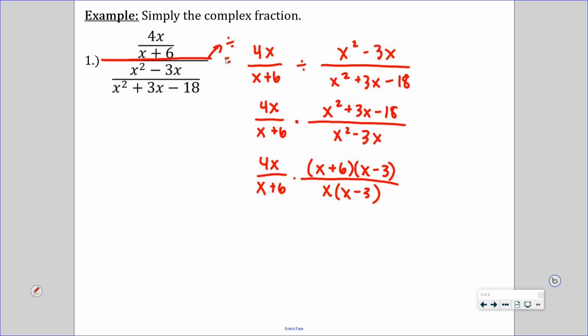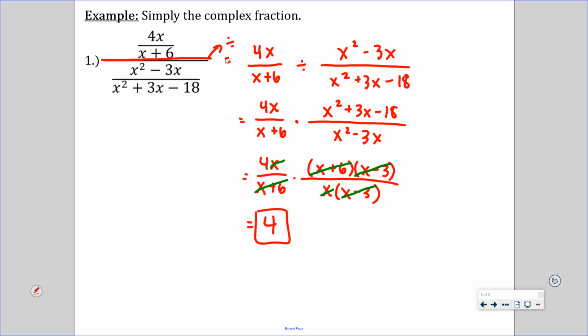See why it's important to know how to factor? If you don't know how to factor, this would be a pretty tough unit for you. All right, now that I've done the fun part for you, sorry, I did all the factoring for you. What can we cancel? x minus 3. x minus 3 is good. And x plus 6. x plus 6, what else? x. Can you guys believe that this whole fraction reduces to just 4? Isn't that weird?